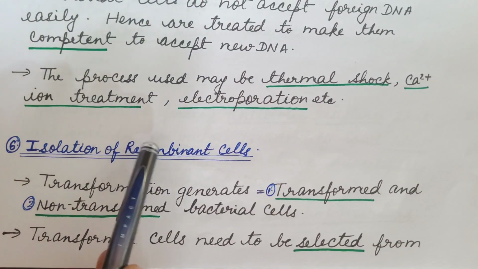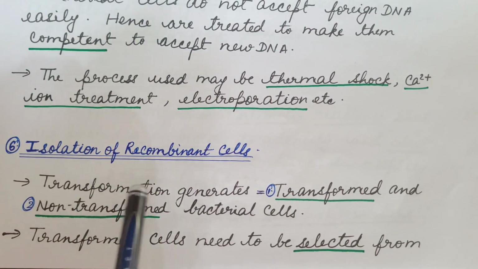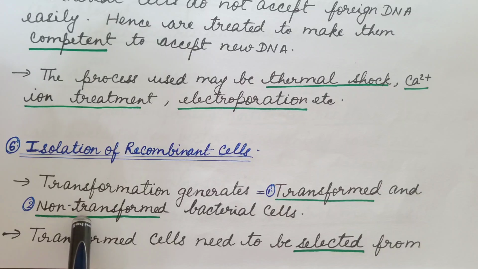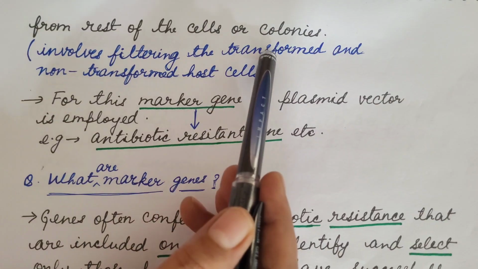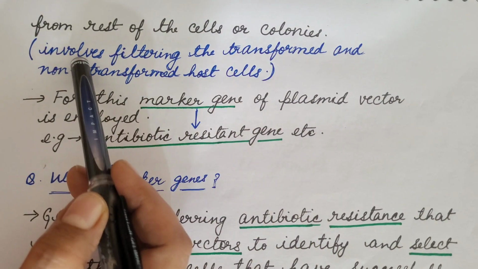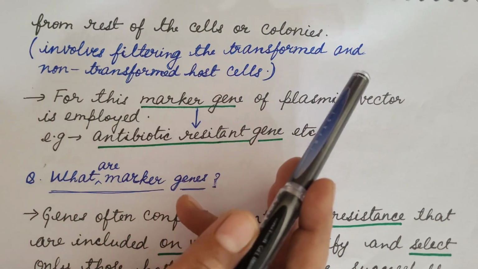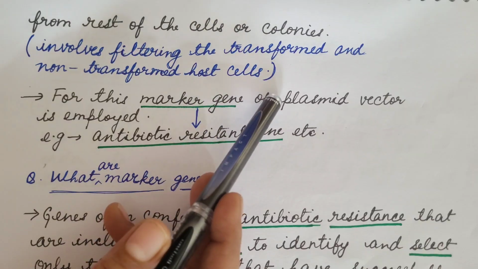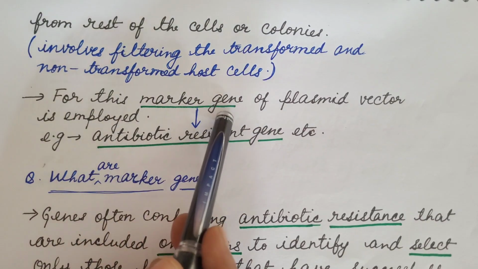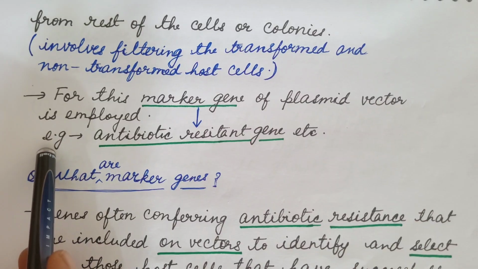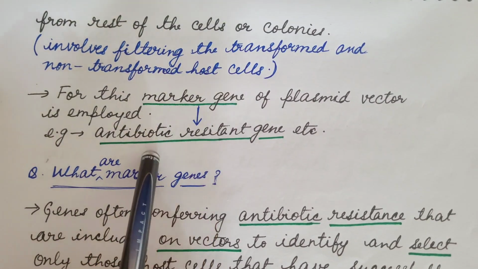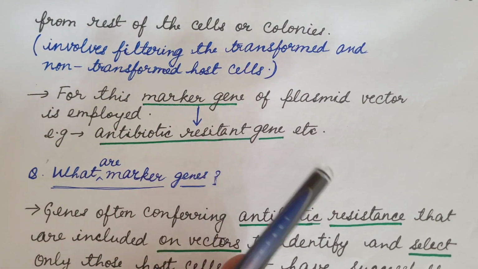The next is isolation of recombinant cells. Transformation generates transformed and non-transformed bacterial cells. Transformed cells need to be selected from the rest of the cells or colonies. So we can say that it involves filtering the transformed and non-transformed host cells. For this, the marker gene of the plasmid vector is employed. An example of a marker gene is an antibiotic resistance gene, etc.